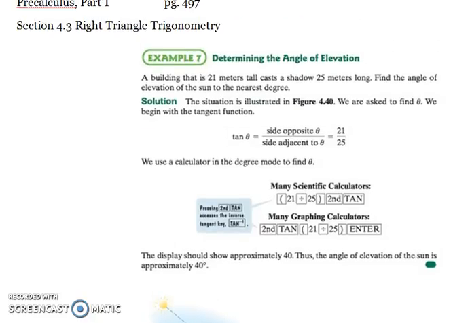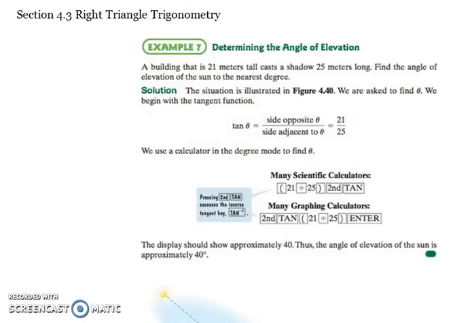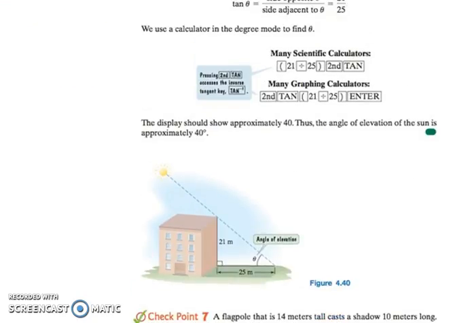Okay, this is Pre-Calculus Part 1, Section 4.3, Right Triangle Trig, Example 7 on page 497, Determining the Angle of Elevation. It gives you that the building is 21 meters tall and casts a shadow 25 meters long, and it wants you to find the angle of elevation. The difference here is that it shows it to you in figure 4.4, which is down below. So I'm going to move the page down here for just a second.